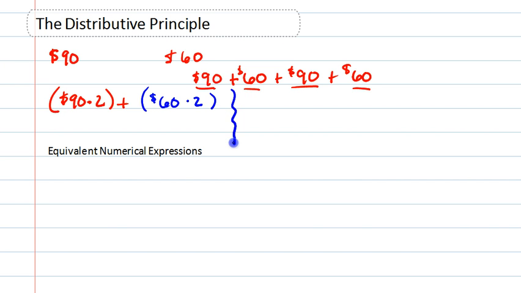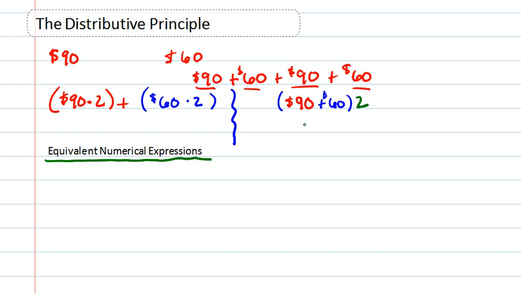Now, let's see if there's another way we can think about the problem. What if we take the $90 sleeping bag and the $60 backpack, add it together because this is what both brothers need to purchase, and take that solution and multiply it by 2. So these are what are called equivalent numerical expressions. They should result in the same solution. An equivalent numerical expression is when you have two expressions that have the same value.